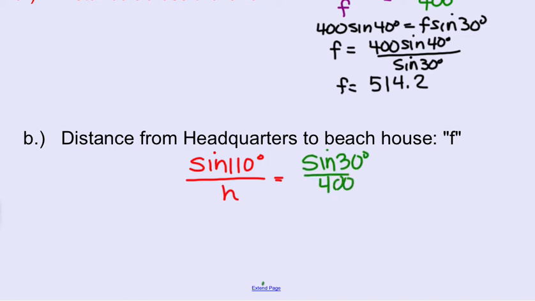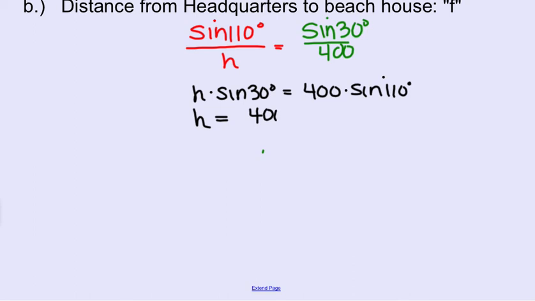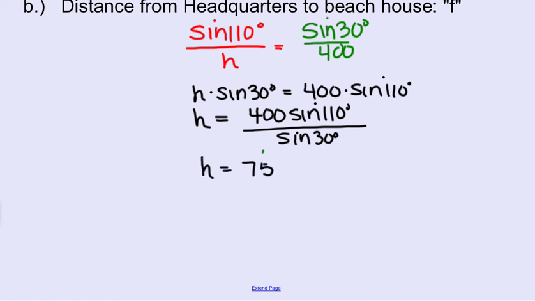Now we use our cross multiplication and solve this for H. So H times the sine of 30 degrees equals 400 times the sine of 110 degrees. We'll solve this for H, so we'll divide both sides by the sine of 30 degrees. So enter in your calculator 400 times the sine of 110 divided by the sine of 30, and we get H to be 751.7 meters.